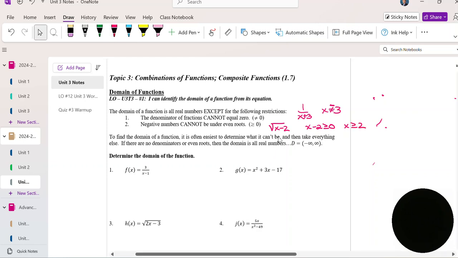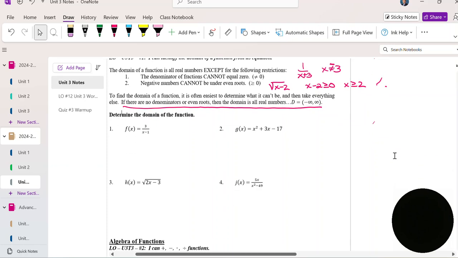So we are going to figure out what x can't be, because that often helps us to determine what x can be. And remember, the default, if there are no denominators or even roots, is that the domain is all real numbers. So for example, in number 1, we know there's a fraction here. So x minus 1 cannot equal 0, so x cannot equal 1. If x cannot equal 1, it can equal everything else.